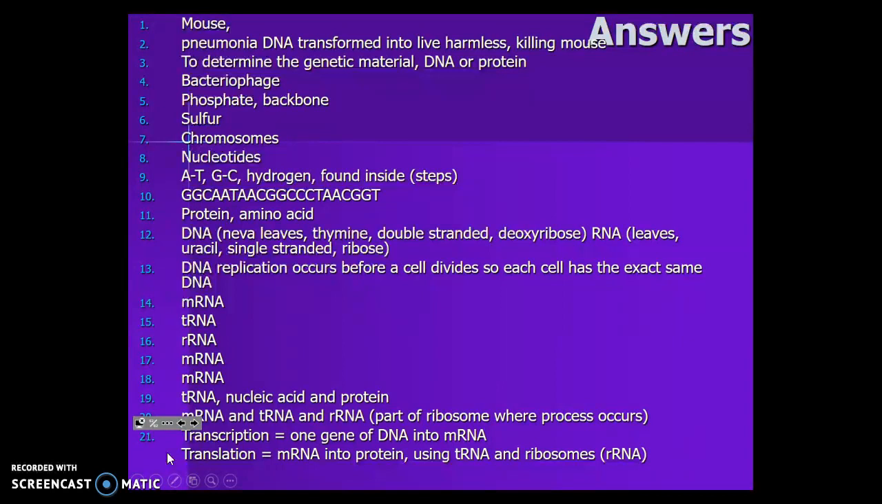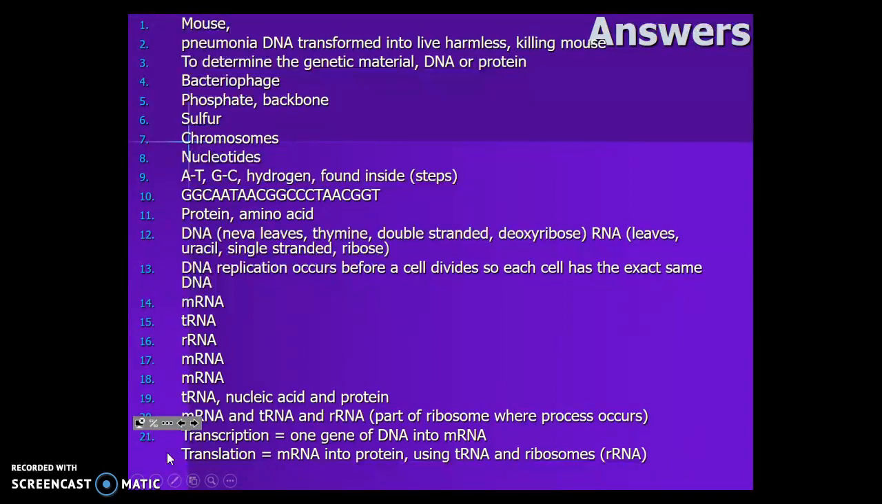Moving on to number 5. The phosphate or phosphorus was radioactively labeled in the DNA molecule, which is found connected to the sugar of the DNA's phosphate backbone. Number 6. The sulfur was radioactively labeled in the protein.